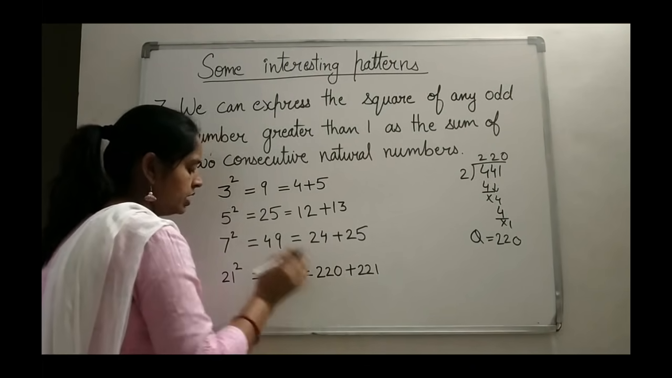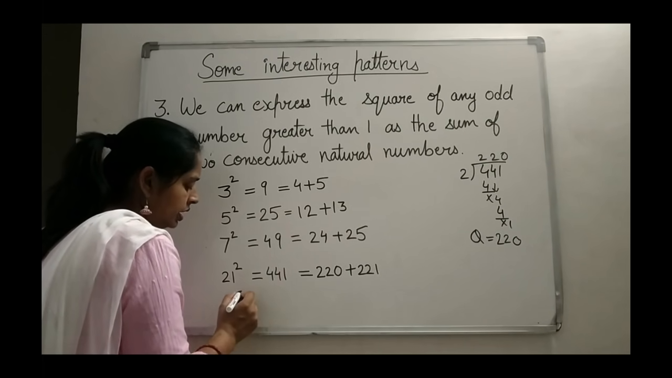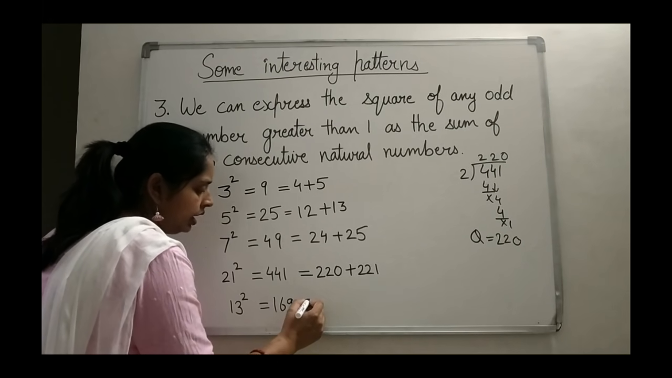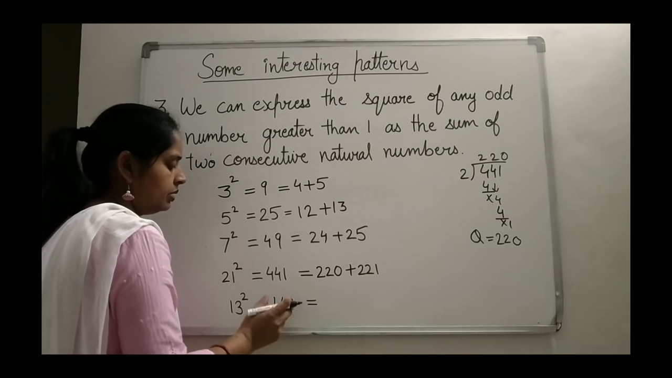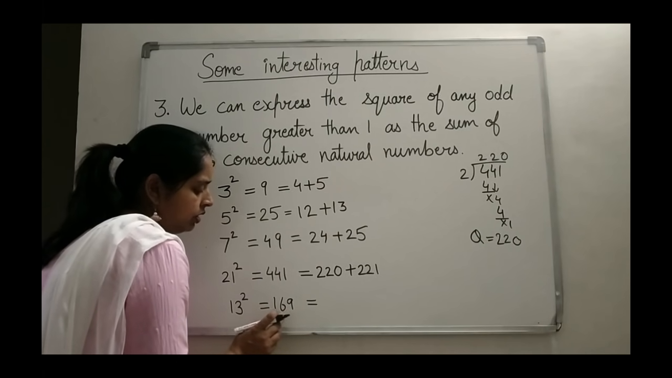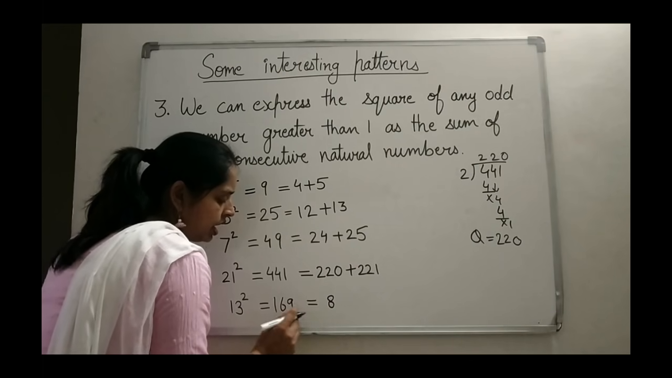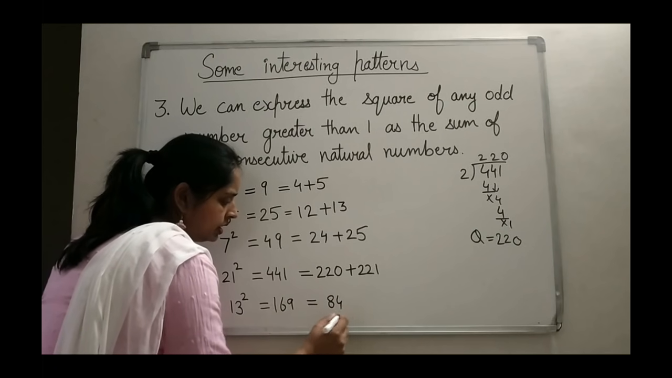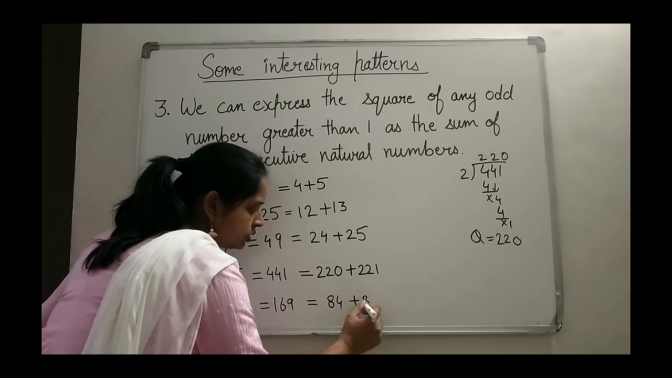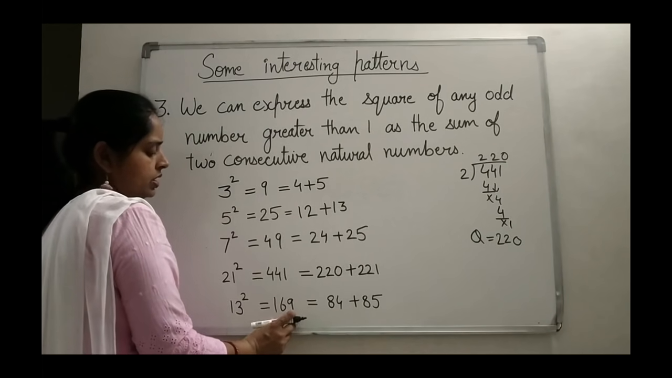221. Right? See one more example. If you have an odd number like 13, 13 square is how much? 169. Right? Now you have to divide 169 by 2 to get the first number. Whatever quotient you get, see, when you divide 169 by 2, what do you get? 2 8s are 16 and 2 4s are 8. 84. And what is the next number after 84? That is 85. So these are the two consecutive numbers. When you add them up, you get 169.